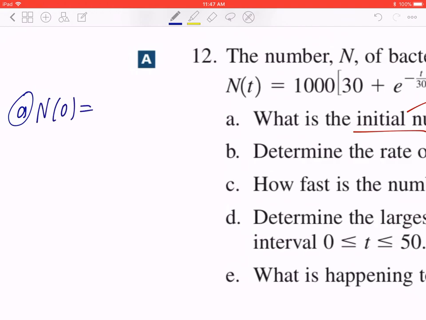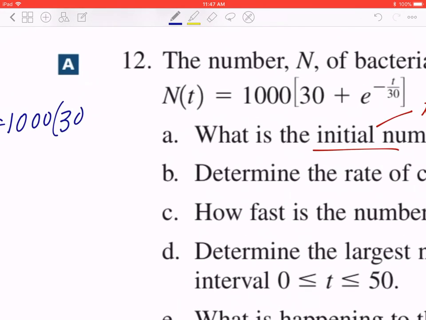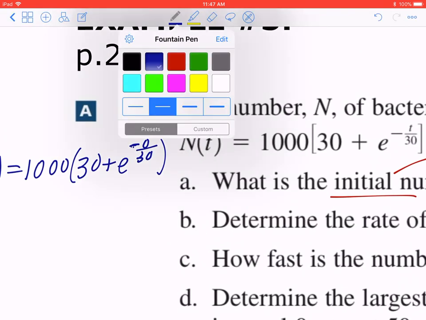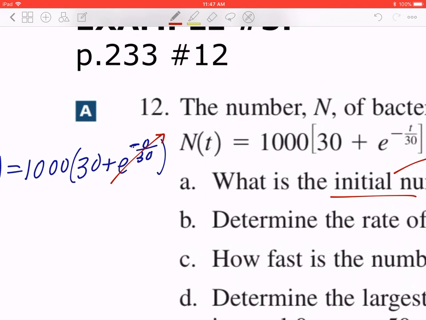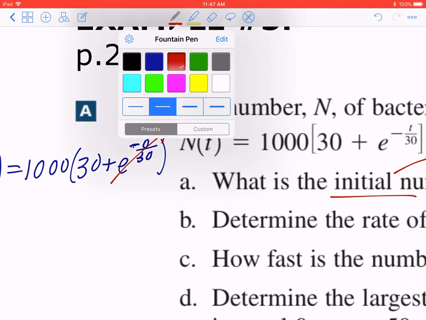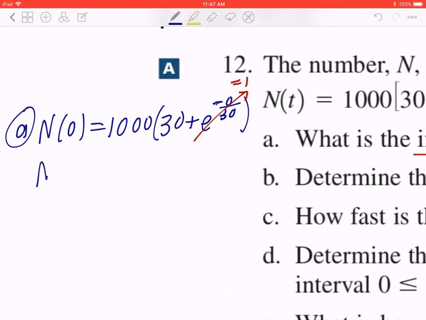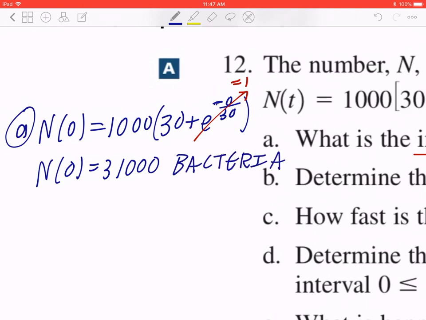And of course, if you plug it back in, this will give you 1,000 times 30 plus e to the power of negative 0 divided by 30. And of course, you can take the calculator, you can do a little bit of mental math, but this term, e to the power of 0, that's going to equal 1. And if you work it out, this is going to be 31,000 bacteria when time is 0.